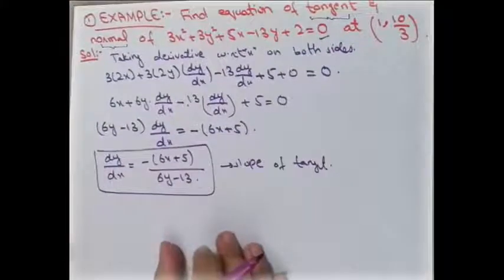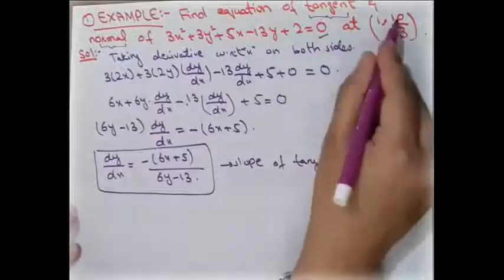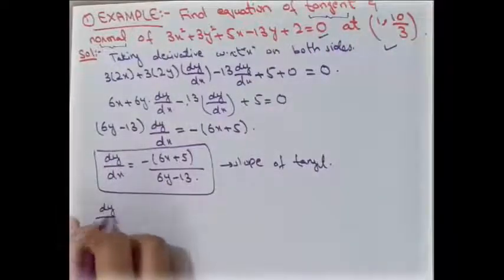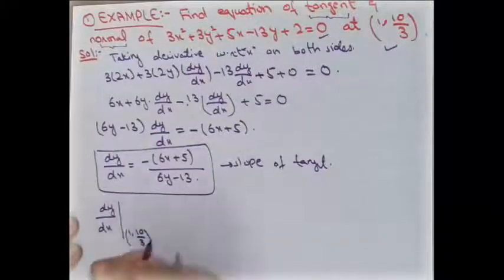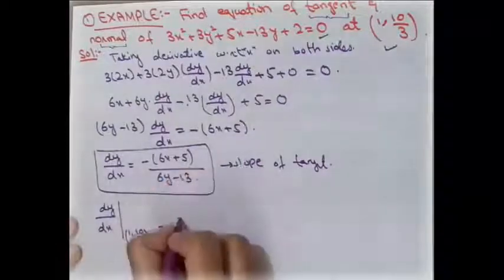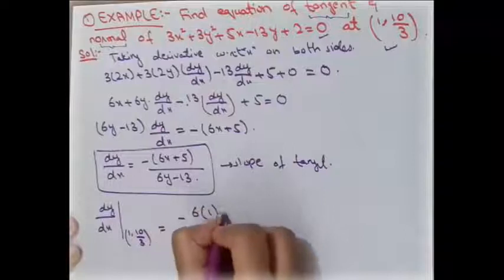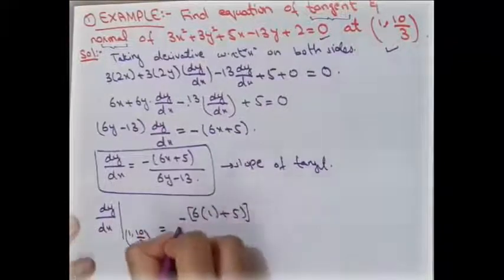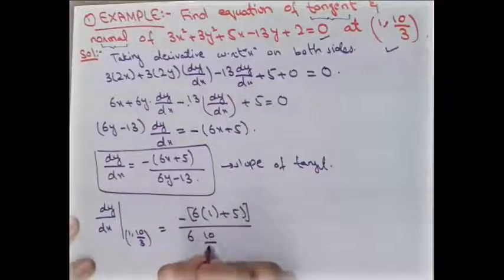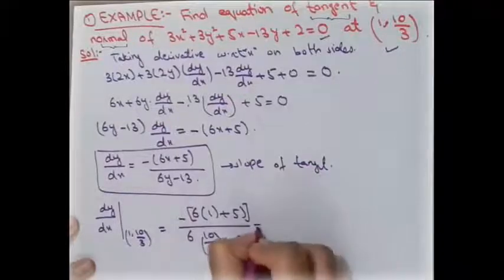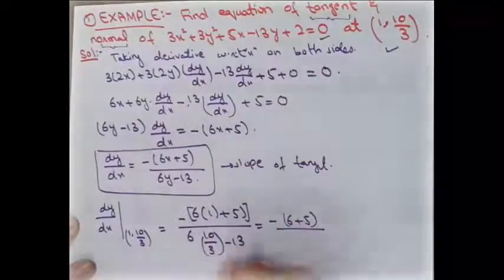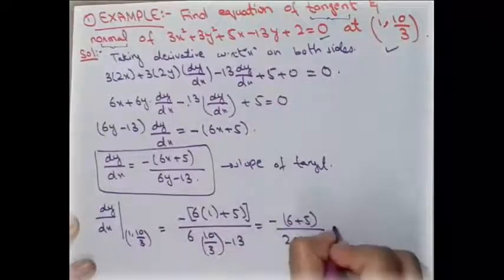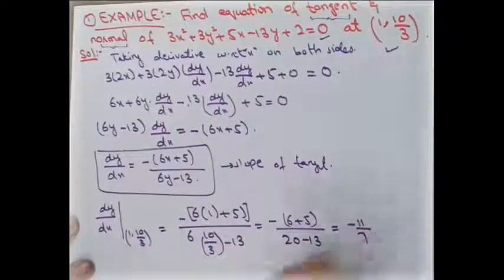Now to find the slope of the tangent at the given point, we have to find dy over dx at the point (1, 10/3), which is equal to, just put the values of x and y in this form, so we will get (6 times 1 plus 5) divided by (6 times 10/3 minus 13). If we simplify this, it will be 6 plus 5, divided by 20 minus 13, so minus 11 over 7.